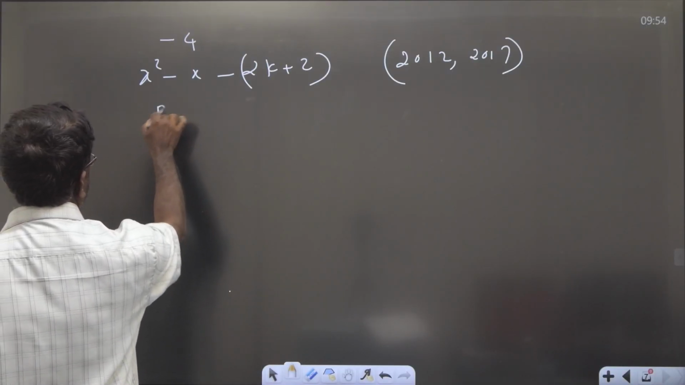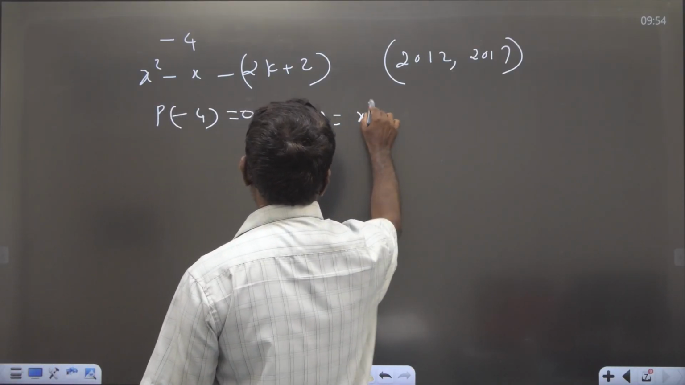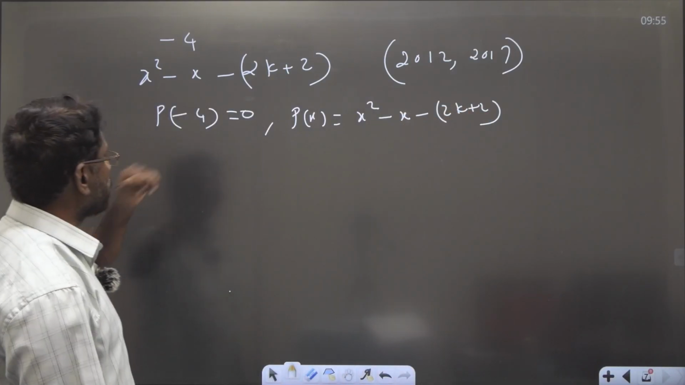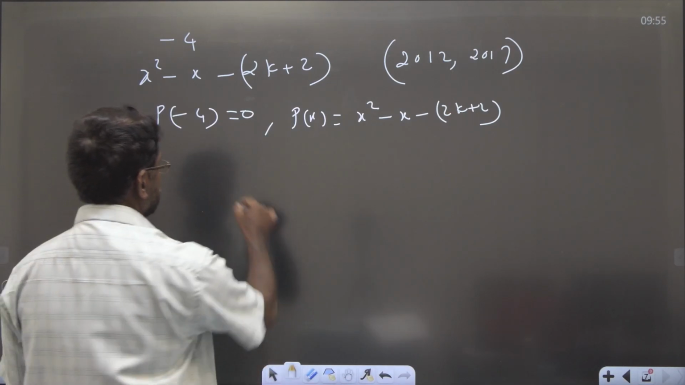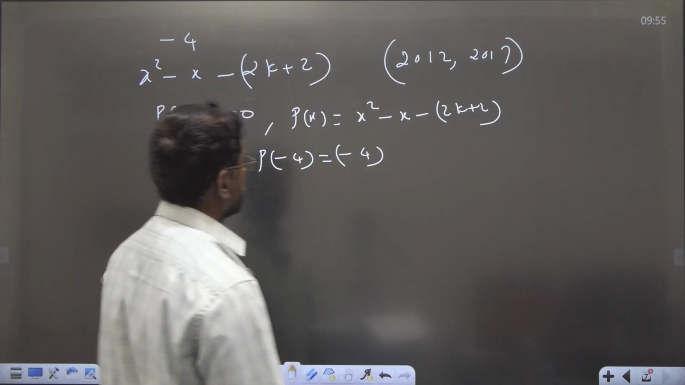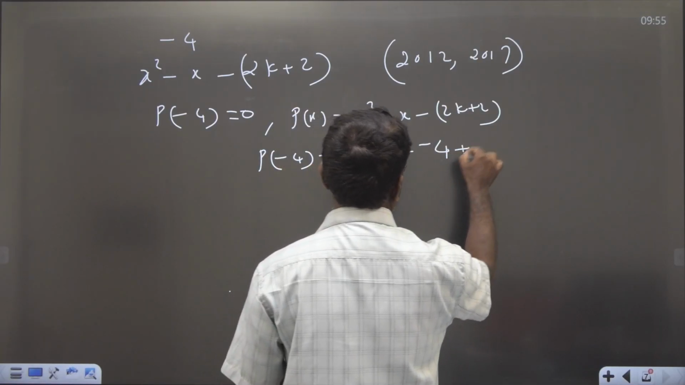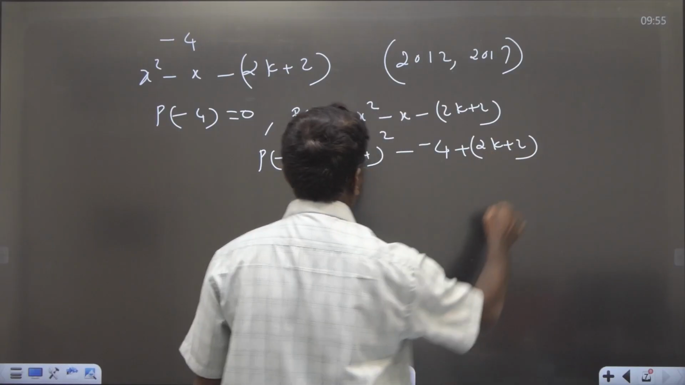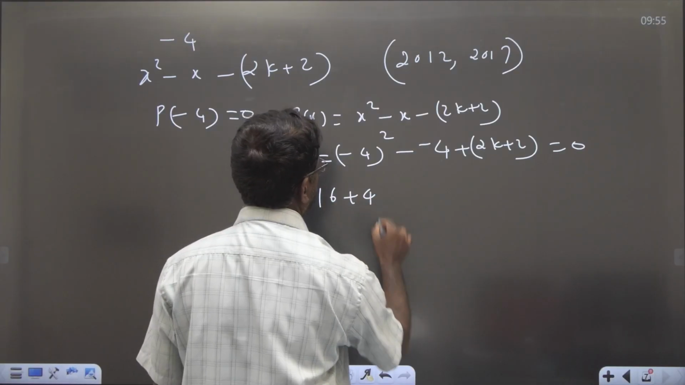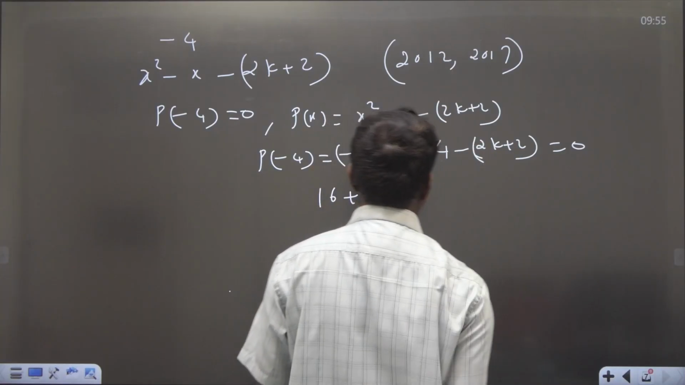Therefore, as per question, P of negative 4 equal to 0. What is P of x? We can take P of x equal to x square minus x minus 2k plus 2. What is P of negative 4? You just replace x with negative 4, that is negative 4 square minus negative 4 minus of 2k plus 2. This is equal to 0. What is negative 4 square? 16 plus 4, this is minus 2.